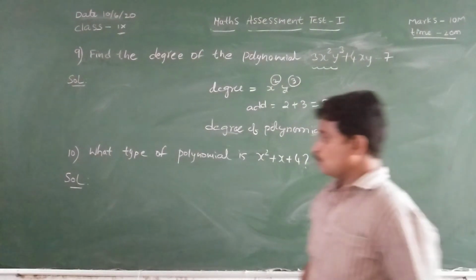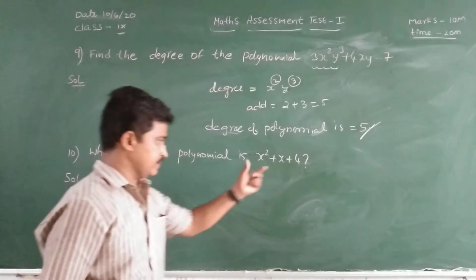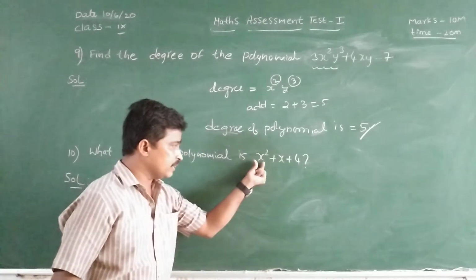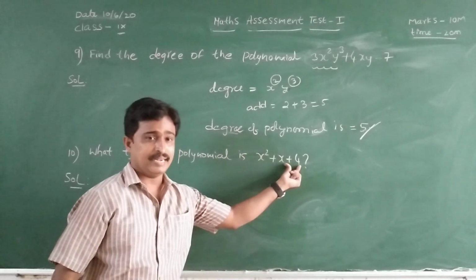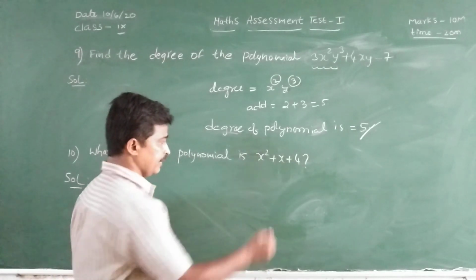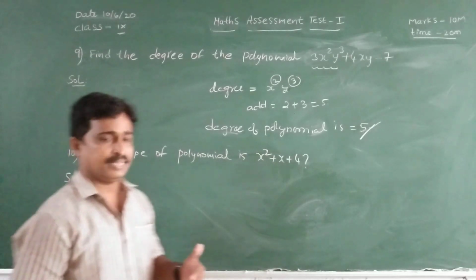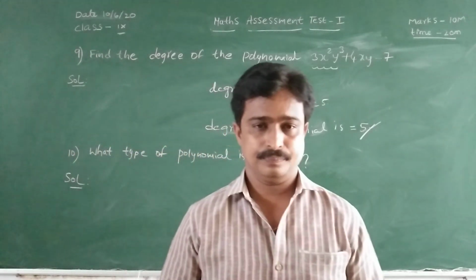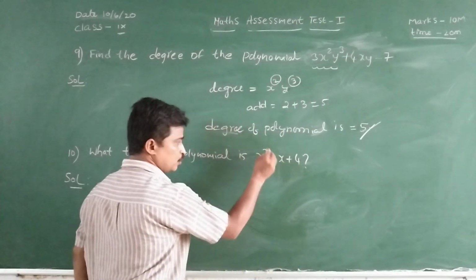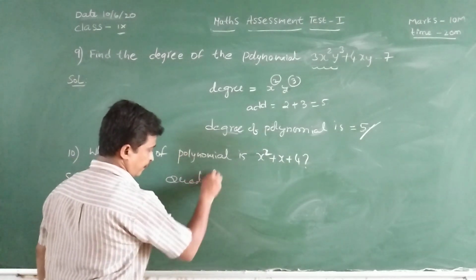And coming to question number 10. This is the last question. What type of polynomial is x square plus x plus 4? Here you observe in the polynomial there are 3 terms. 3 terms is a trinomial. But we classify the polynomial like this: the highest power is 2, so this is a quadratic polynomial. Why? Here the highest power of x is 2. So this is called a quadratic polynomial.